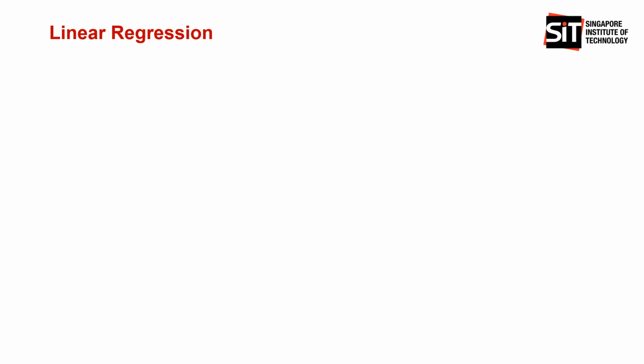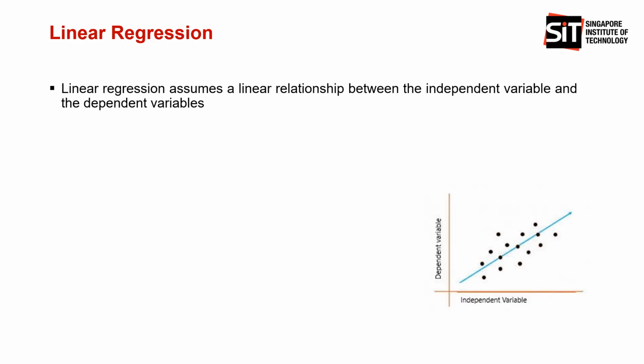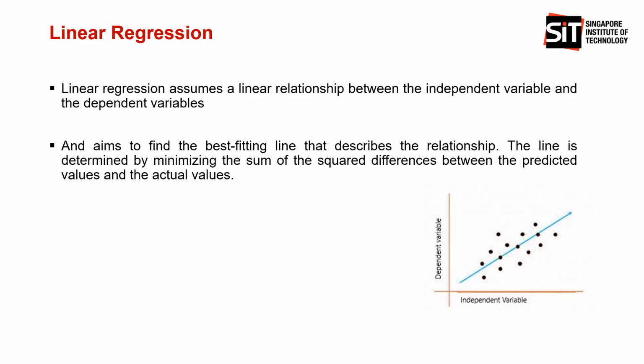Linear regression is a model that assumes a linear relationship between the independent variable and the dependent variable, and it aims to find the best fitting line that describes the relationship. It does so by minimizing the sum of the squared differences between the predicted values and the actual values.